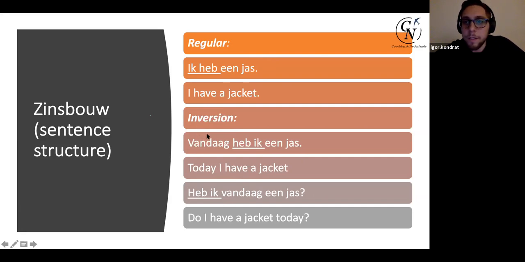Ik heb een jas vandaag, it's okay. It's nice. Okay. What about ik heb vandaag een jas? Ik heb vandaag een jas. It's correct. Vandaag heb ik een jas. It's also correct. Vandaag ik heb een jas. Not correct.